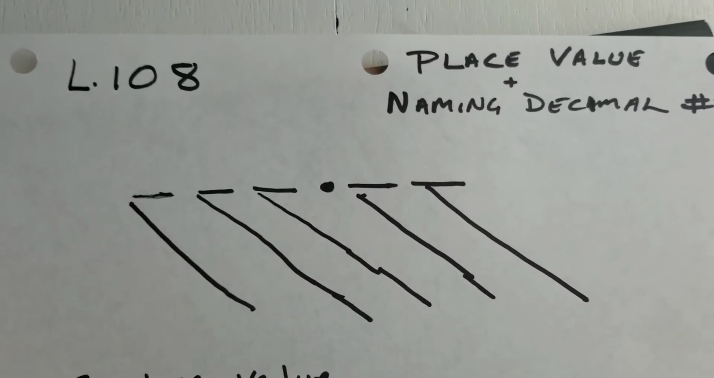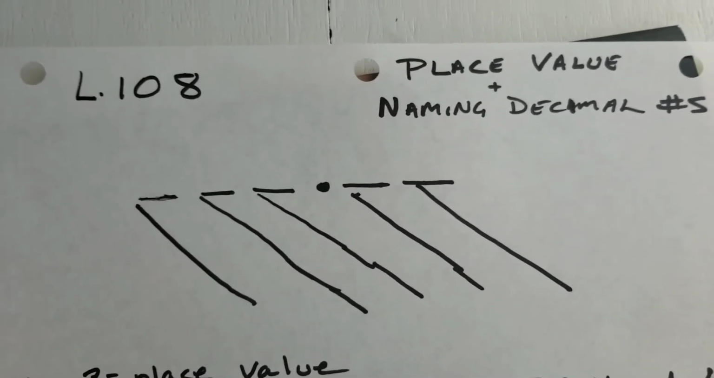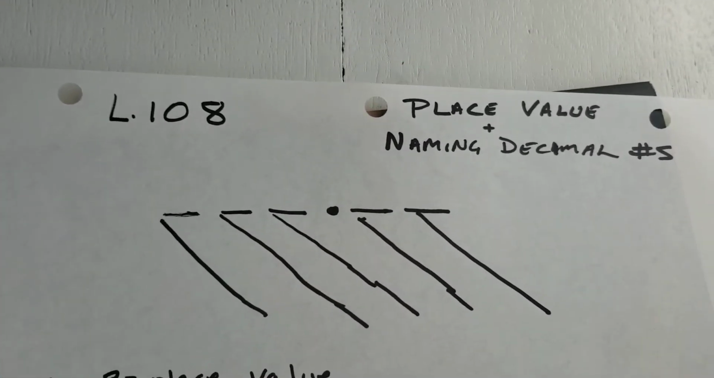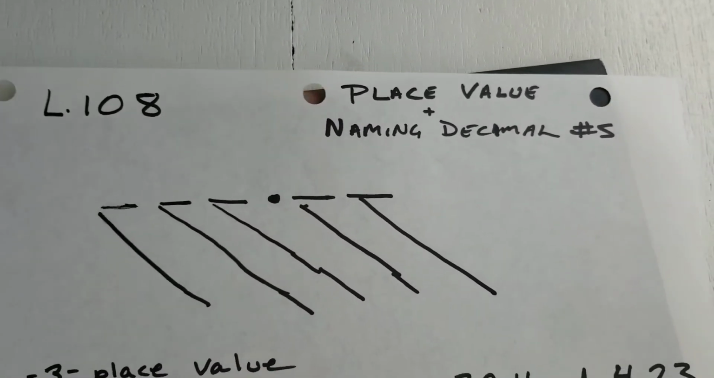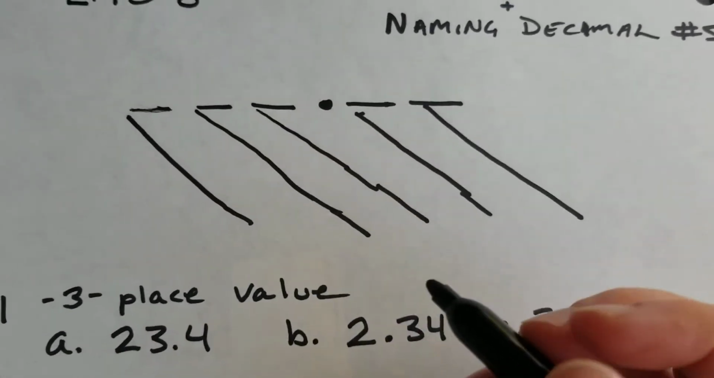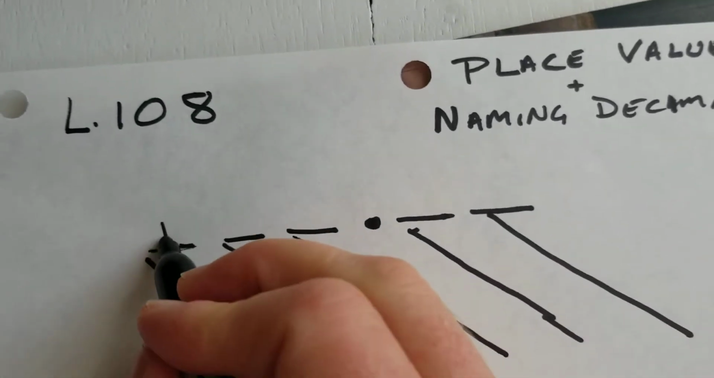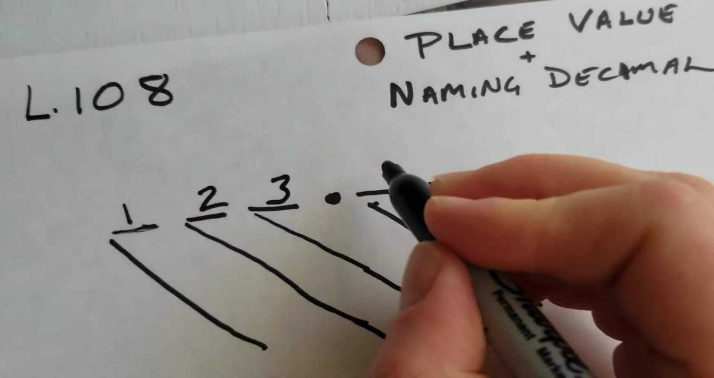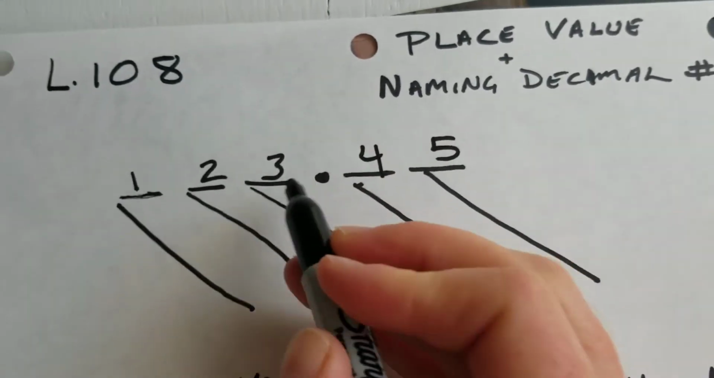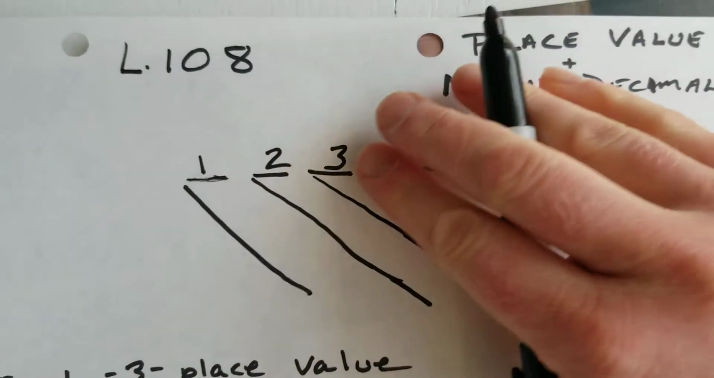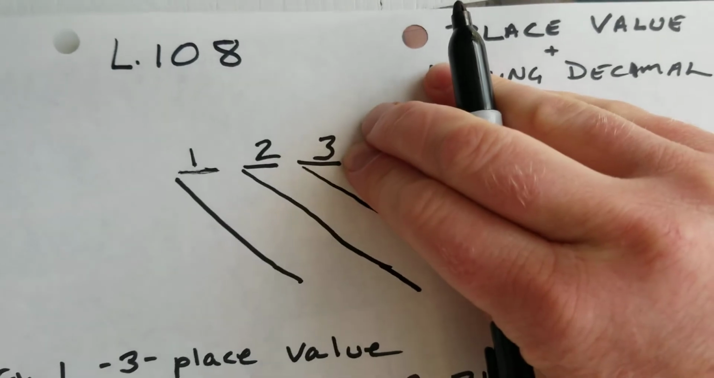Good morning. This is Math 5-4, Lesson 108. We are naming place value and naming decimal numbers. So we're going to start with a number: 1, 2, 3, decimal point, 4, 5. Let's look at the number 3. If we got rid of the decimal, we know that this is 123.